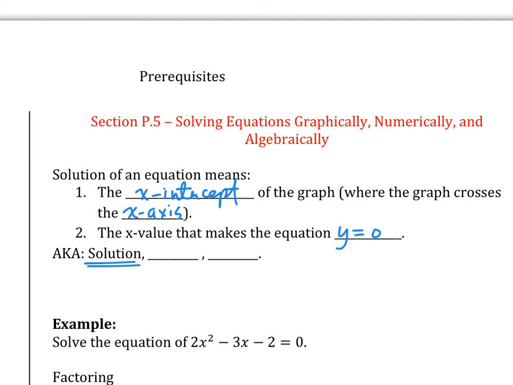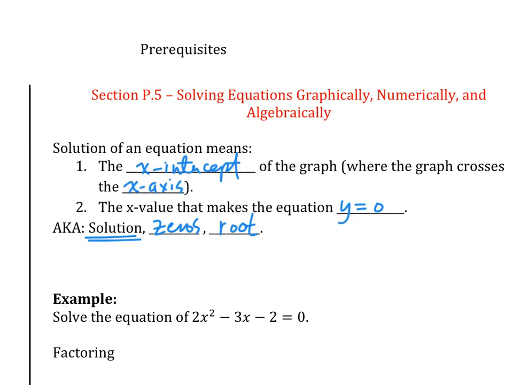But anyways, I digress. So solution, x-intercept is another word, or we can also say zeros or roots. So those all mean the same thing. Just remember, all of these words are asking you the same thing: what x value will make y 0?